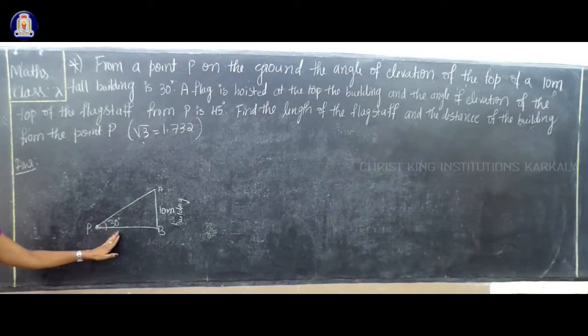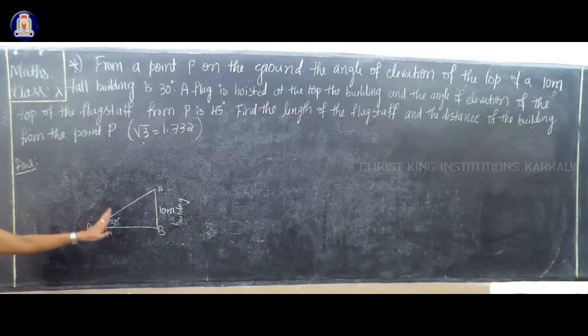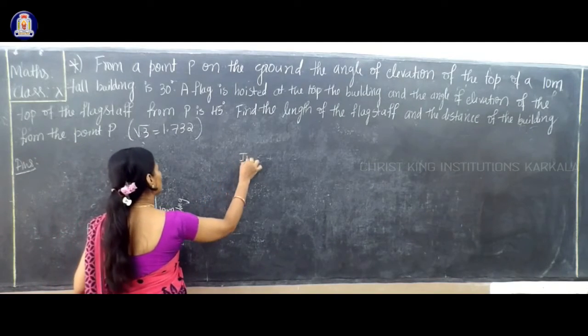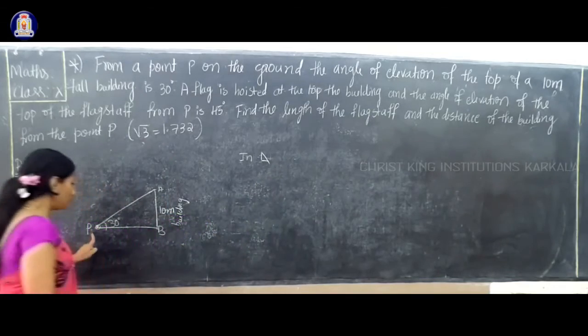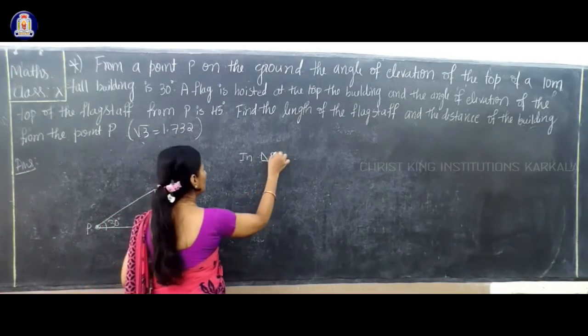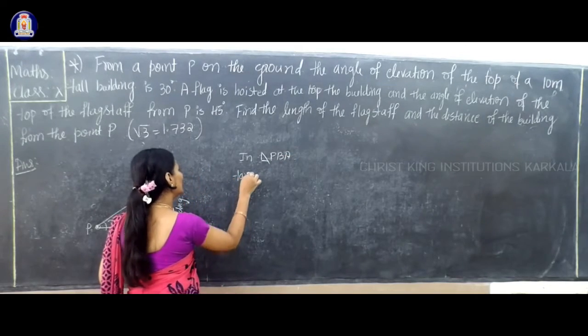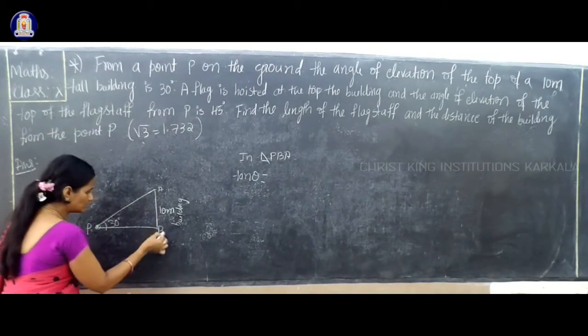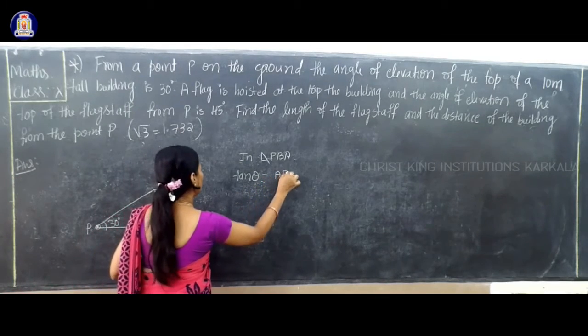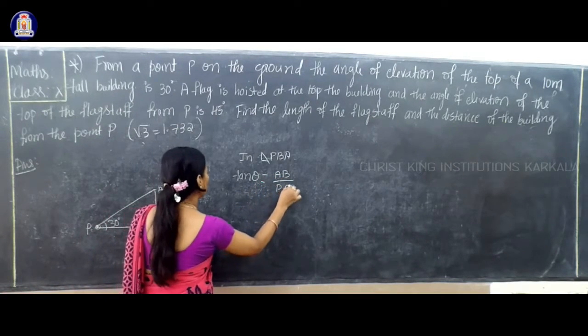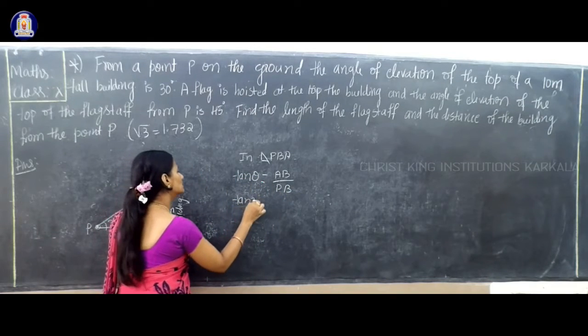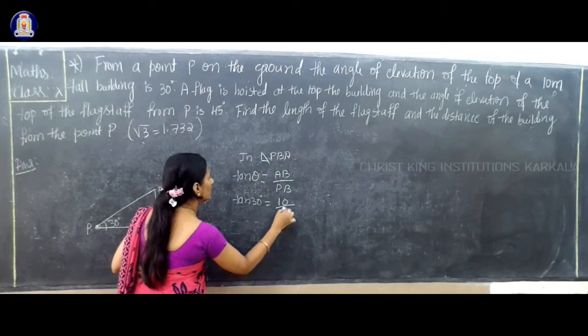When you write tan 30 degrees, take this as homework. I'll give the explanation. First I'll complete the simplification for this triangle, afterwards I'll complete the next figure. So 30 degrees means you got a triangle. For that triangle use tan theta. In the right angle triangle PBA, tan theta is equal to opposite side by adjacent side. So AB divided by the adjacent side, which is PB. So tan 30 is equal to AB, which is 10, divided by PB.